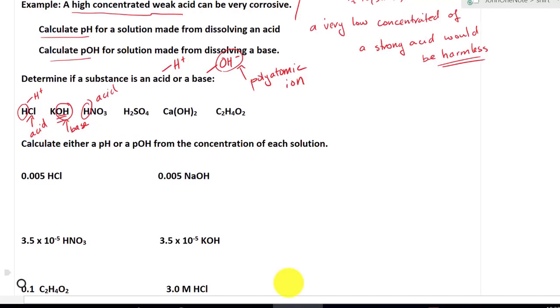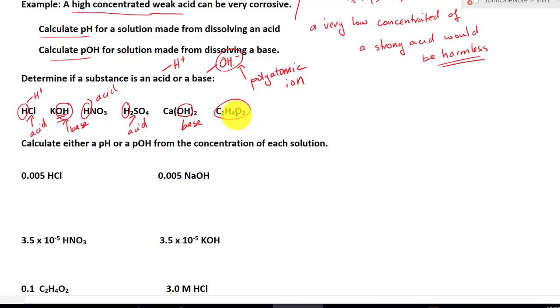Let's look at the next one, H2SO4. Do we see OH? No, we see that H, so this must be an acid right there. How about calcium hydroxide? Right away, you see that OH right there. This must be a base. And lastly, we have C2H4O2. Does it have any OH together? No.